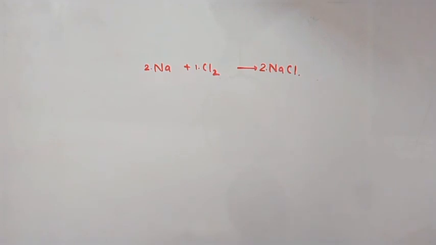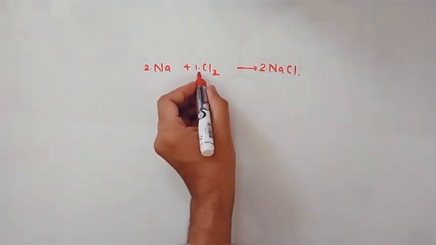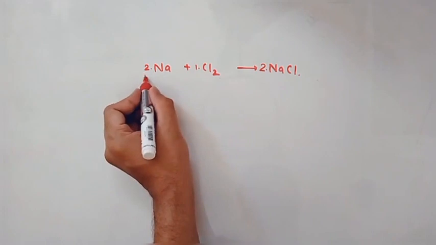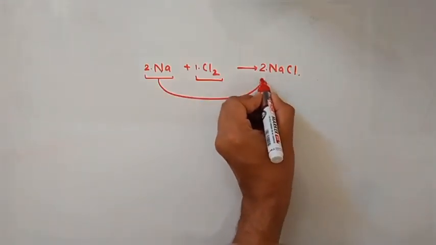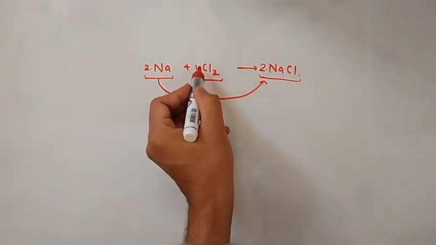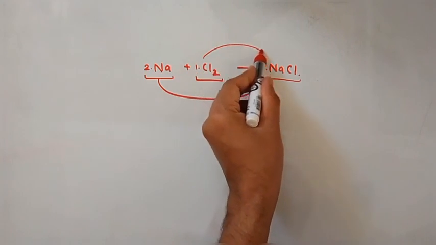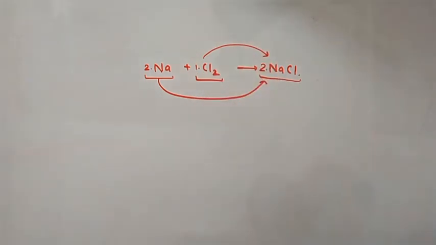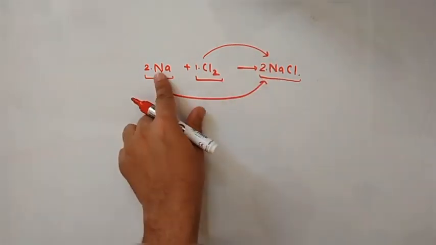So now we can talk about mole ratio. What does this mean? It means that when 2 moles of sodium are there, we can get 2 moles of NaCl, and similarly 1 mole of Cl2 can give us 2 moles of NaCl. So both are correct.